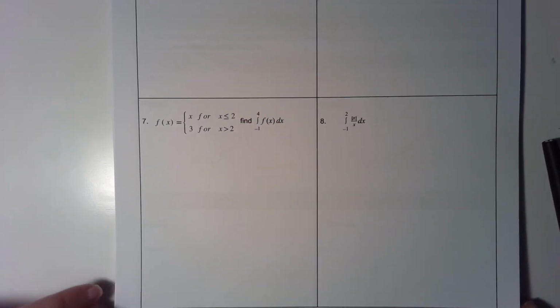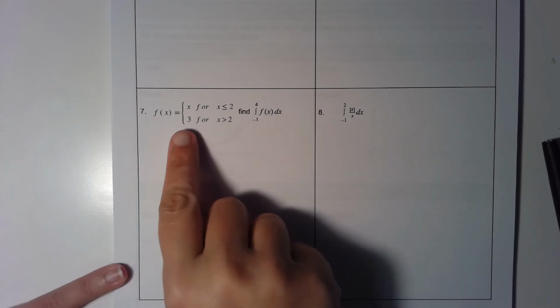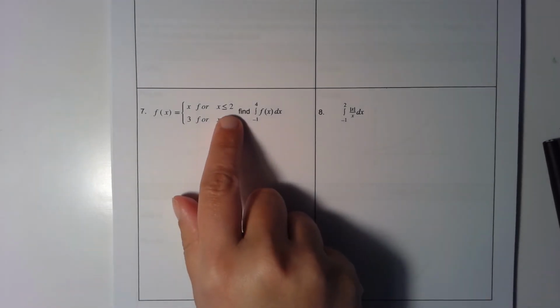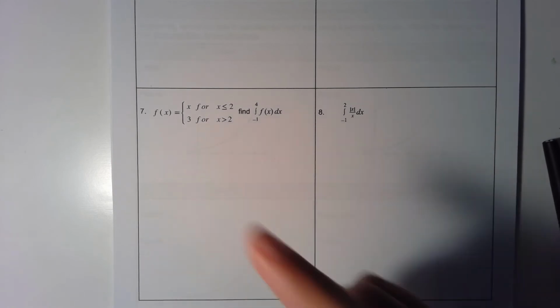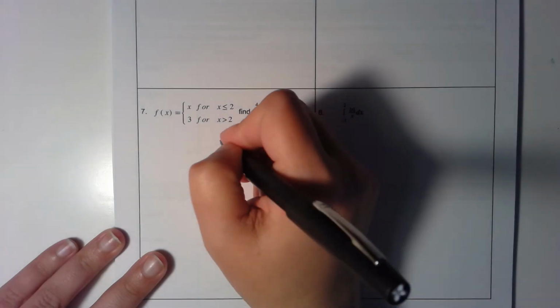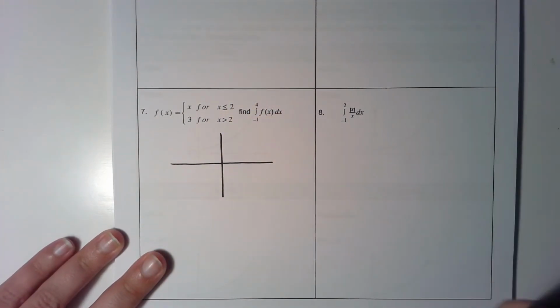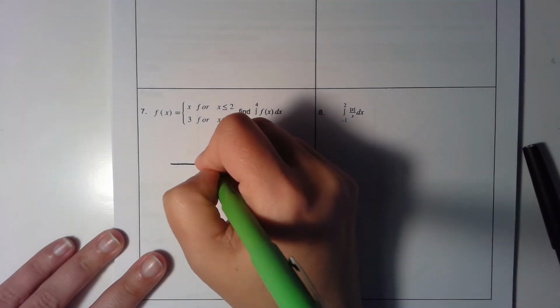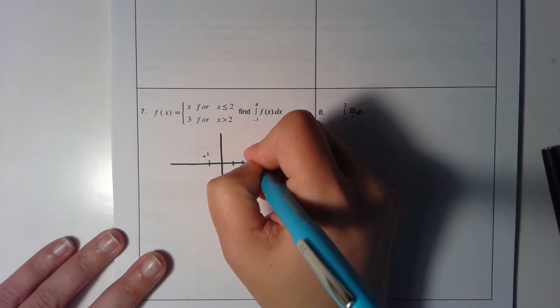For problem number 7, we're looking at a piecewise function, and this piecewise function is equal to x whenever x is less than or equal to 2, and then 3 whenever x is bigger than 2, and we want to integrate from negative 1 to 4. So I'm going to go ahead and sketch a little graph here. So we want to integrate from negative 1, which would be right here, to 4, which would be right here.